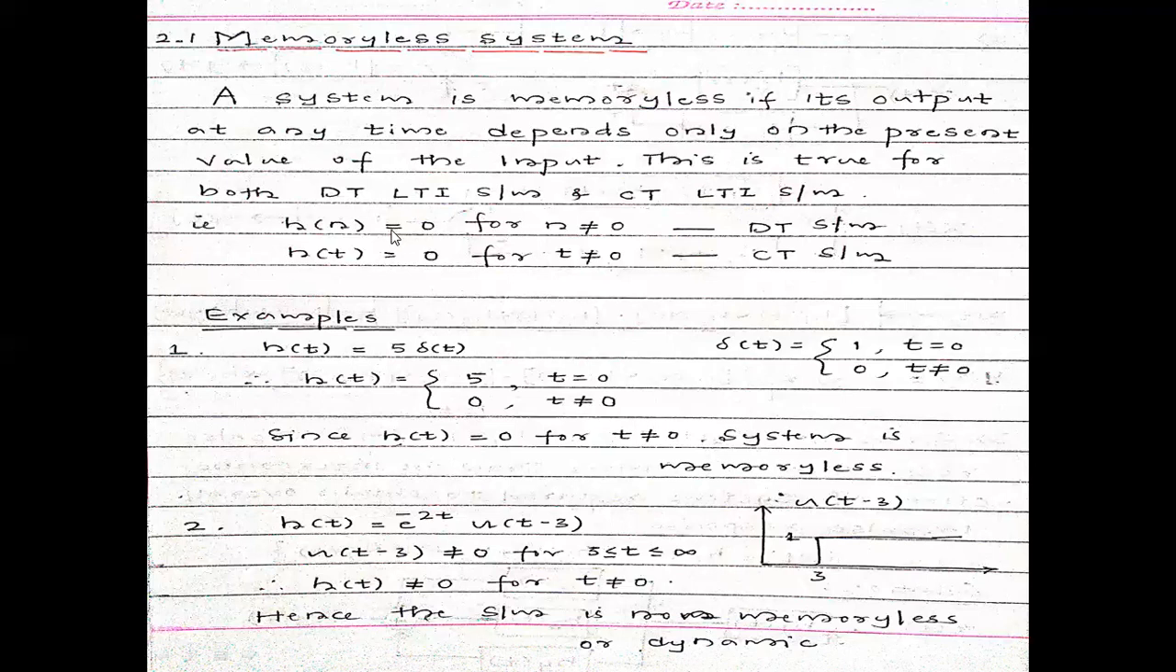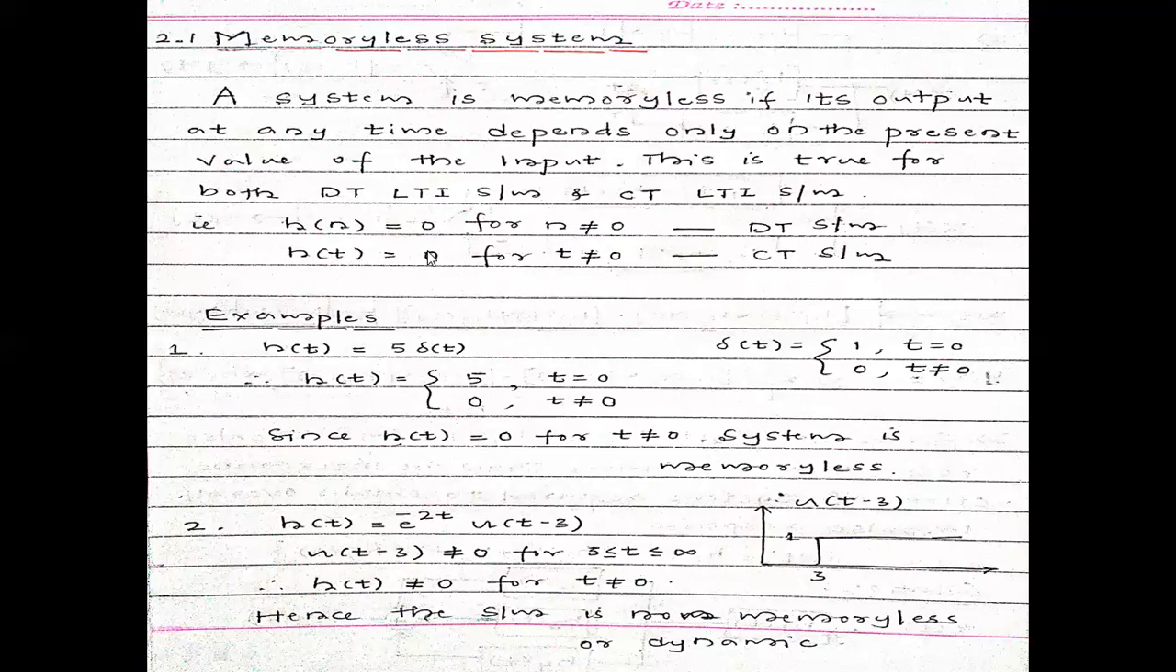That is, h of n is equal to 0 for n not equal to 0 for a discrete time system. So this is the very important condition to say the system is memoryless, right? h of n should be 0 for n not equal to 0. Means h of n should not have any value other than at n equal to 0.